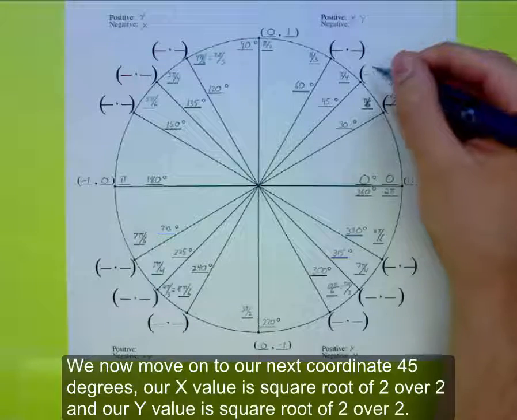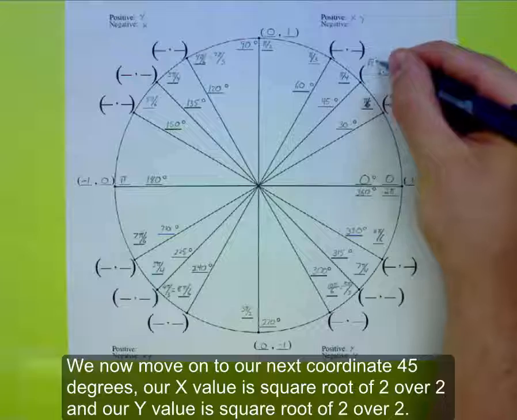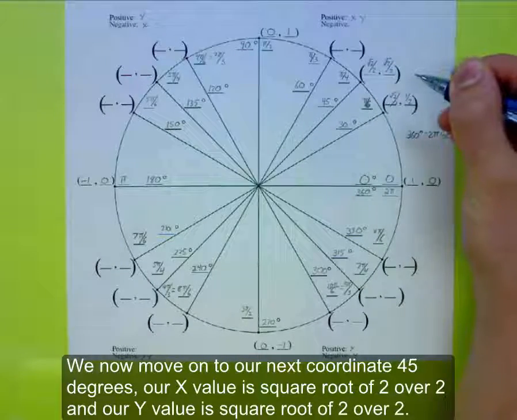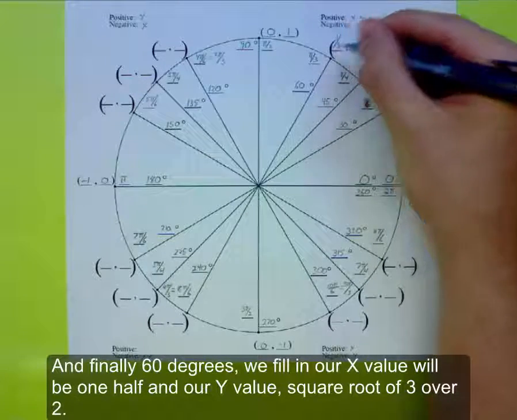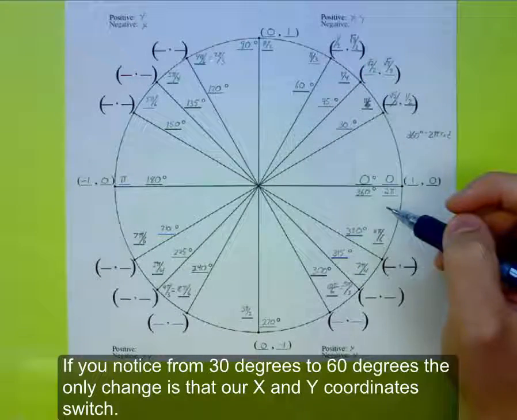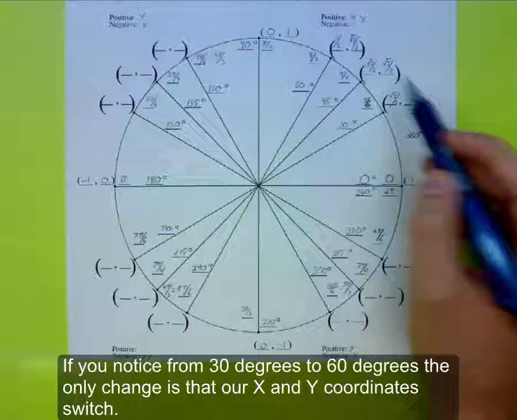We now move on to our next coordinate, 45 degrees. Our x value is square root of 2 over 2, and our y value is square root of 2 over 2. And finally, 60 degrees, we fill in. Our x value will be 1/2, and our y value, square root of 3 over 2. If you notice, from 30 degrees to 60 degrees, the only change is that our x and y coordinates switch.